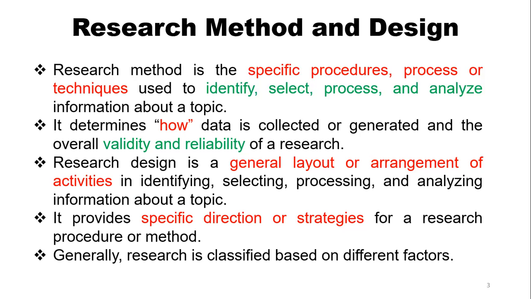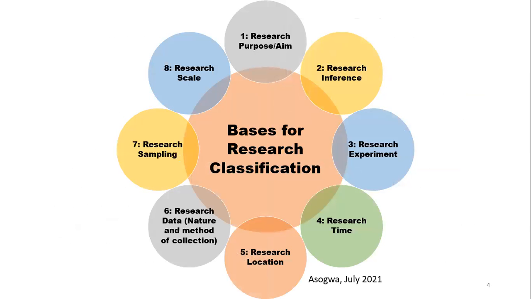Generally, research is classified based on different facts or factors. Now, let's look at this classification. Research can be classified based on several factors, as we have mentioned. The basis for the research classification could be, one, purpose. So we can classify research based on purpose, and we are going to see them one by one. That is the aim of doing that research.